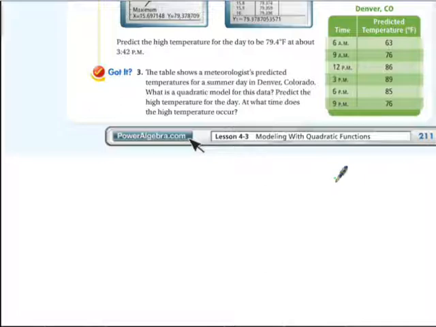All right, so you fixed that if you needed to, in military time, so it works. And here's the model that we get: y equals negative 0.329x squared plus 9.798x plus 15.571.